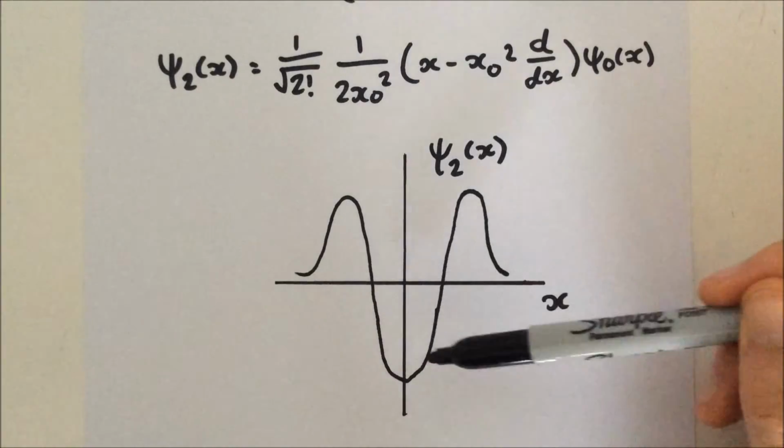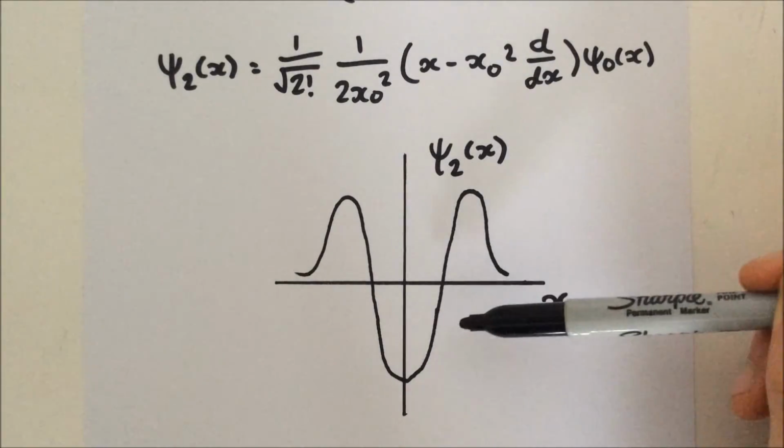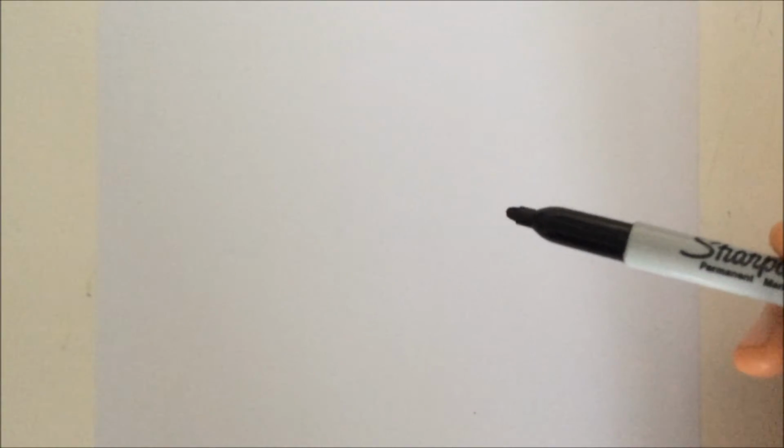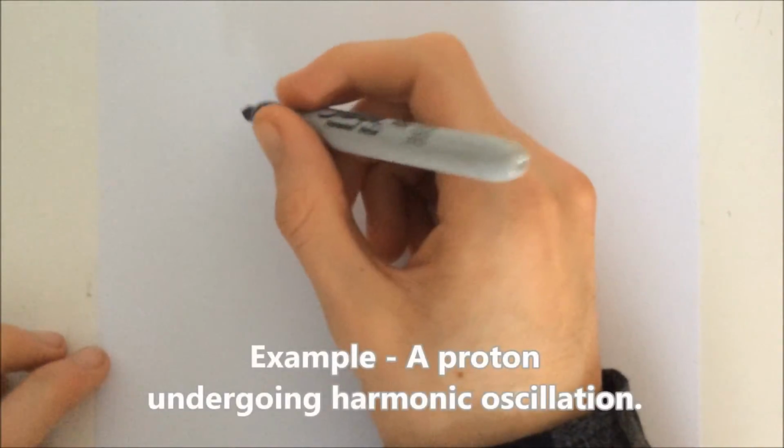So this is the wave function for the second excited state that we calculated, and when we graph it, we can see it has 2 nodes, 2 peaks and 1 trough. So the preceding section gives you psi n of x, and you've already solved for E_n, the eigenvalues, so you're on top of harmonic oscillators. Now let's look at an example.